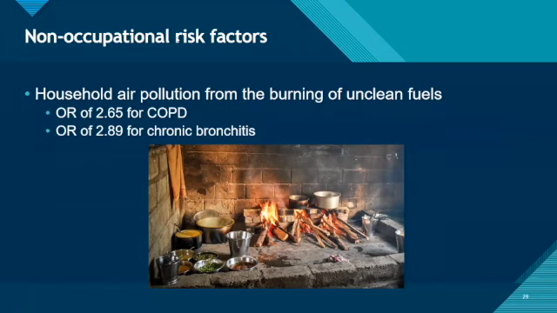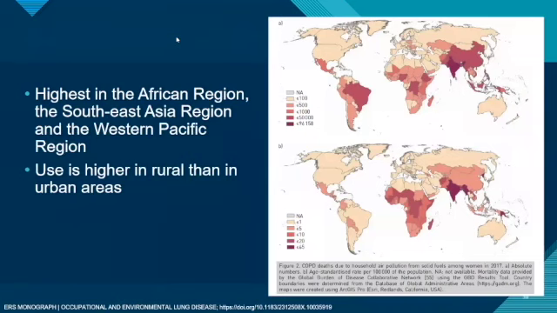So, unclean fossil fuels increase your odds ratio by 2.65 for COPD and 2.89 for chronic bronchitis, so almost a 3 times increased risk just from the burning of unclean fossils. And we see that the highest risk is in the African region and the Southeast Asia Pacific and Western Pacific, so mainly your low middle income countries, and use being much higher in rural rather than urban areas. So these patients are much more at risk.